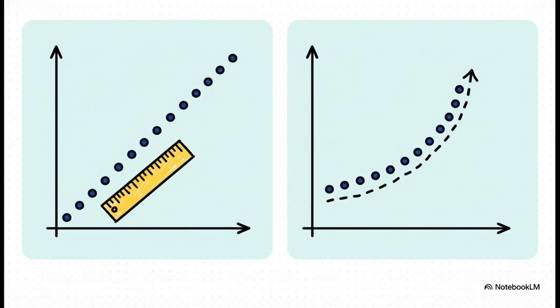And really quickly, it's good to know there are different kinds of correlation. Pearson is the most common, but it's really strict. It's only looking for a perfectly straight-line relationship. Spearman, on the other hand, is a little more relaxed. It just looks for a general trend. So as one thing goes up, the other generally goes up, even if it's not a perfect line.